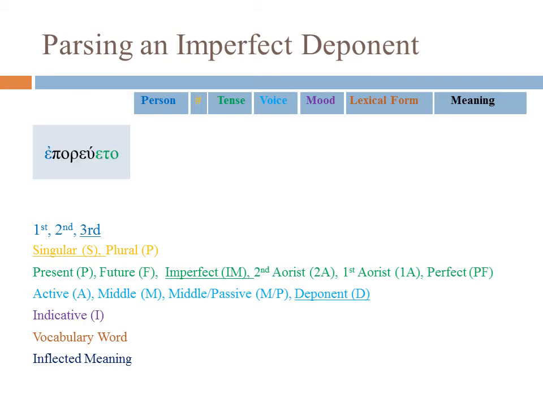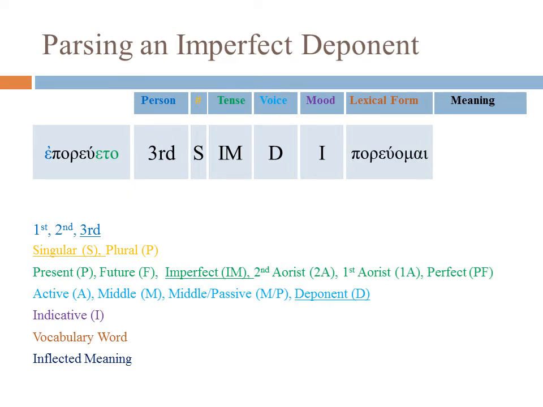Eperueta, the person, eta, that tau tells us third person. Eta is singular rather than anta. The tense, well, it has an augment and present endings, which is going to tell us right away it's imperfect. The voice is deponent. Mood, indicative. Lexical form, peruomai, that's how we knew this was a deponent. And its meaning is he, she, it was going.